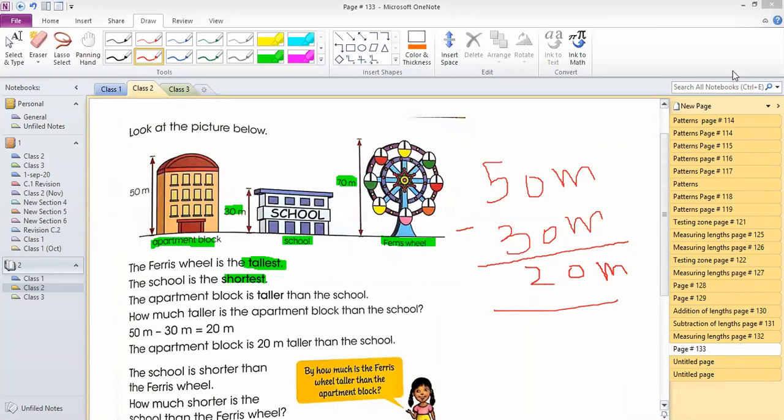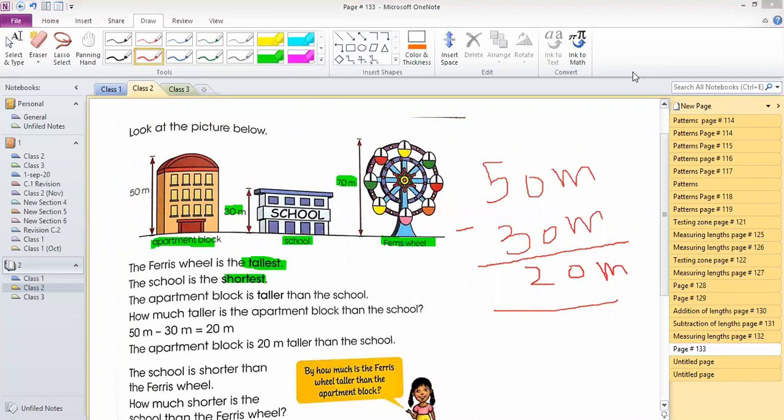All right, guys. So we have discussed. You can just ask your question in the chat box. I will answer it. So we know that this apartment block is 20 meters taller than the school. Now, if I ask you to compare this Ferris wheel and this apartment block, and check how much taller this Ferris wheel is than the apartment block, what will you do? Guys, I am going to tell you one time, then you will need to answer.